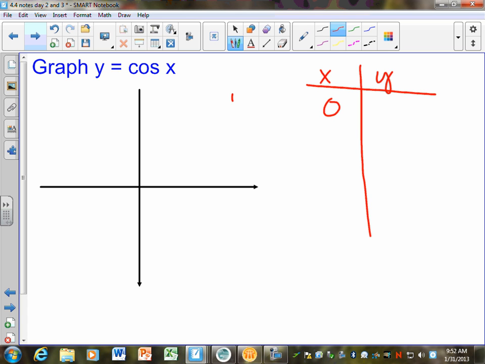So now we're doing y equals cosine of whatever angle we're picking, right? So all that's changing on this one is now we're doing cosine, so our y values are definitely going to change. What do I get? What is the cosine of 0?